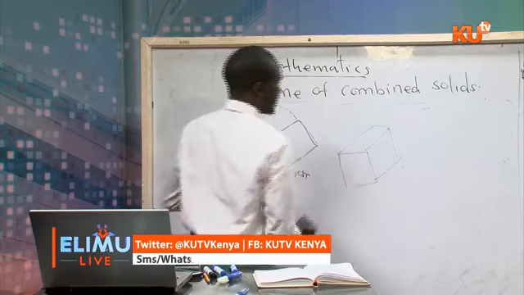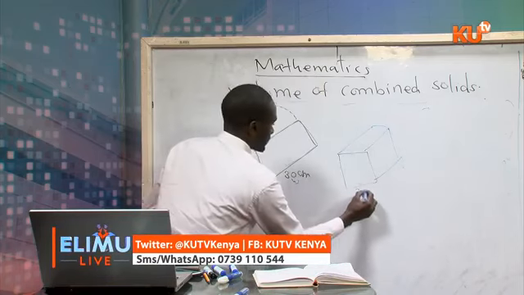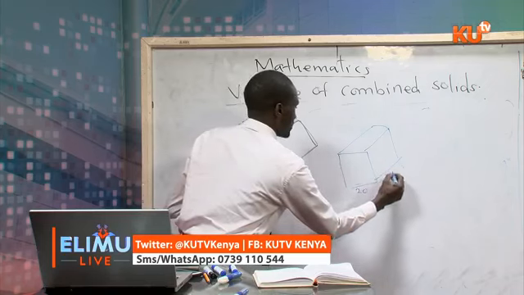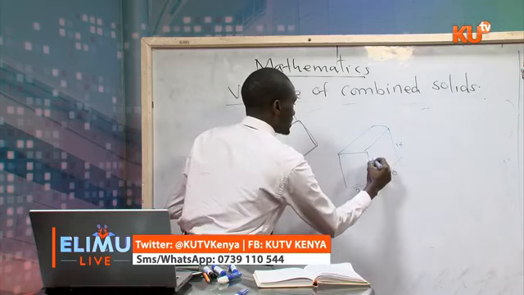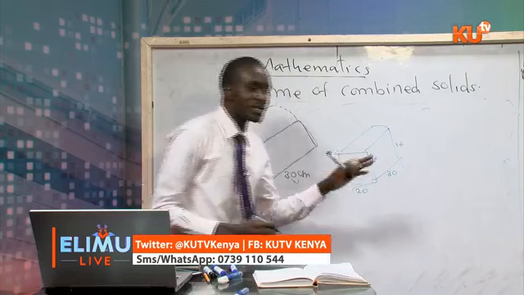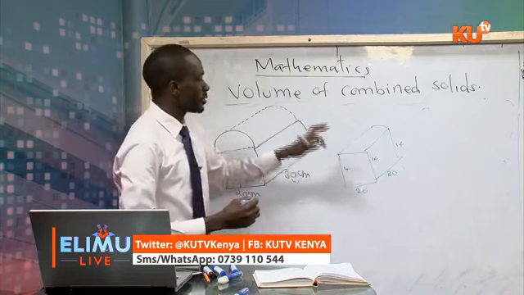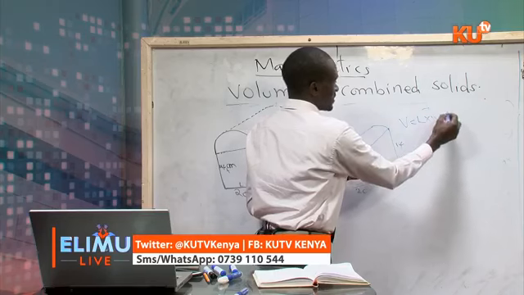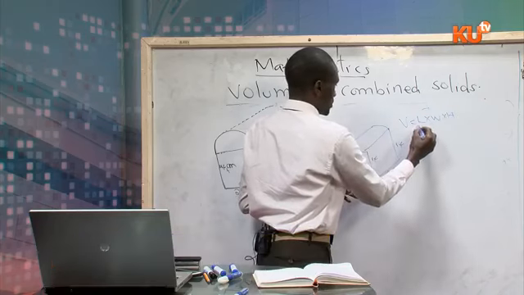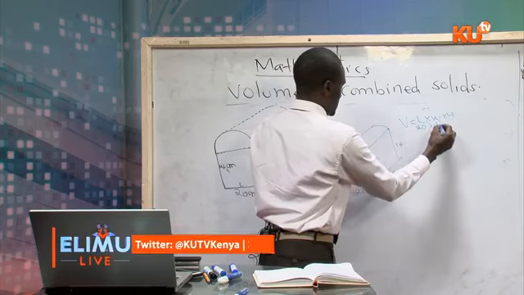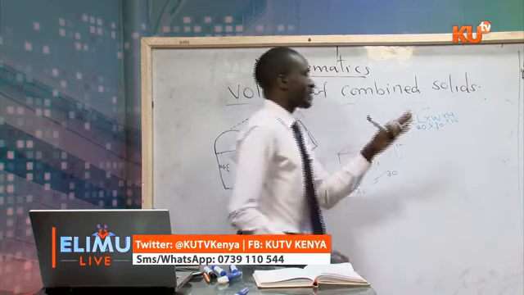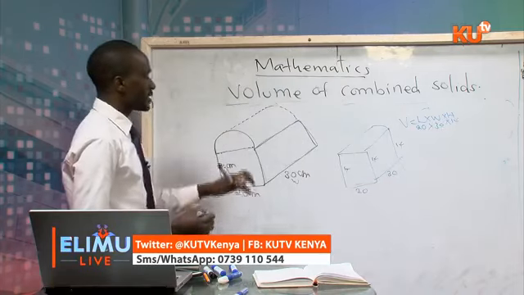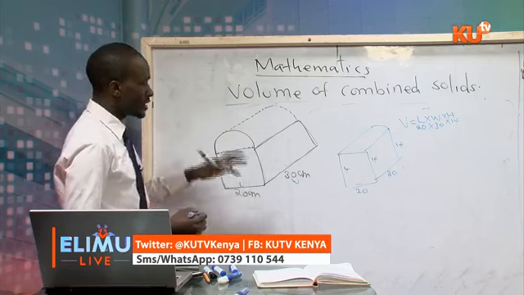So then it's length times width times height. The height you are talking about is for the cuboid. Volume is length times width times height, which is 20 times 30 times 14. That is the cuboid.